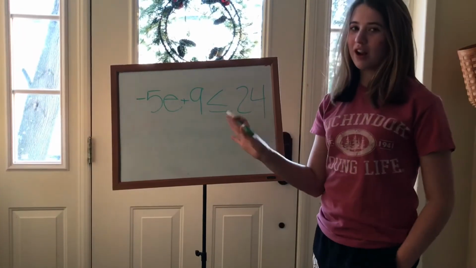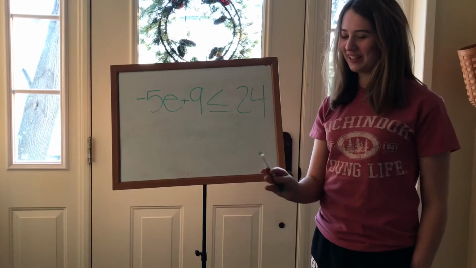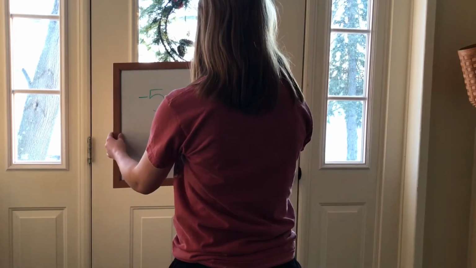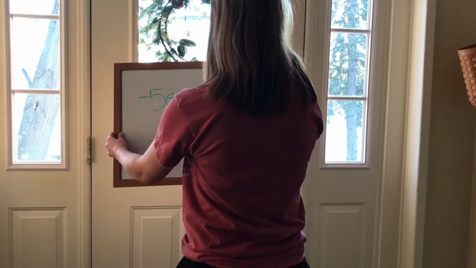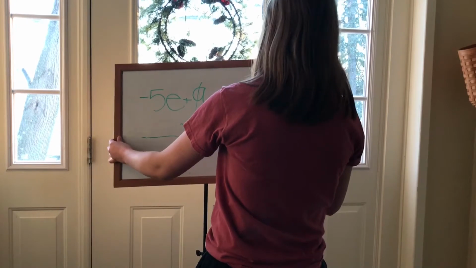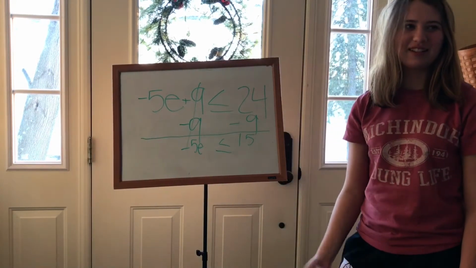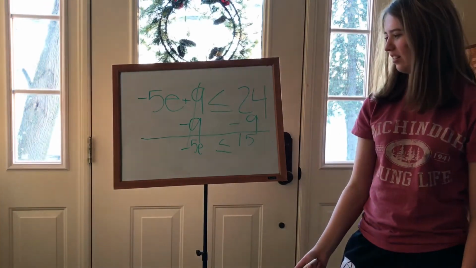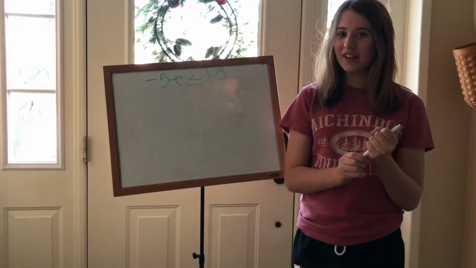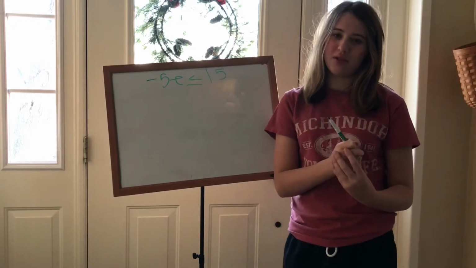Okay, so you have to subtract 9, and remember, what you do to one side, you have to do to the other. So that cancels out, and that equals 15. Negative 5e is less than or equal to 15. Now you have to isolate the variable, so you're going to divide both sides by negative 5.